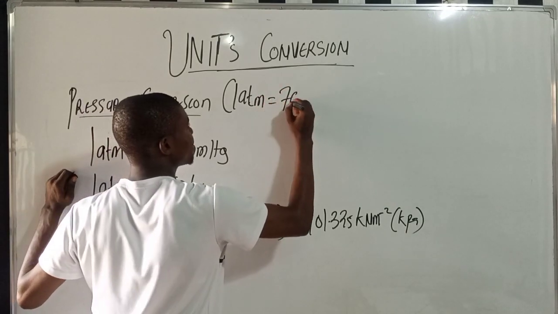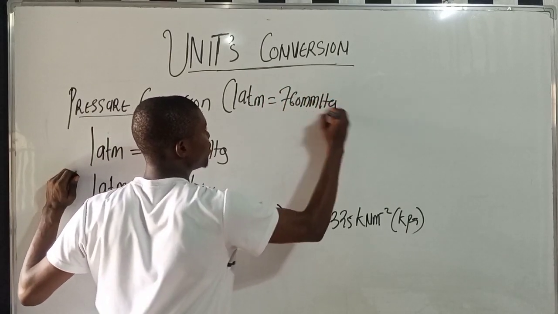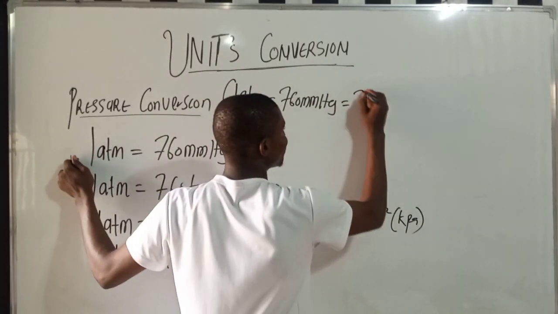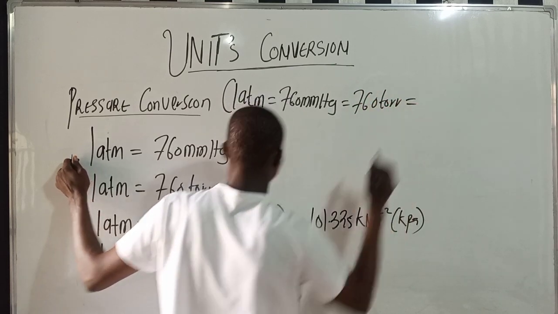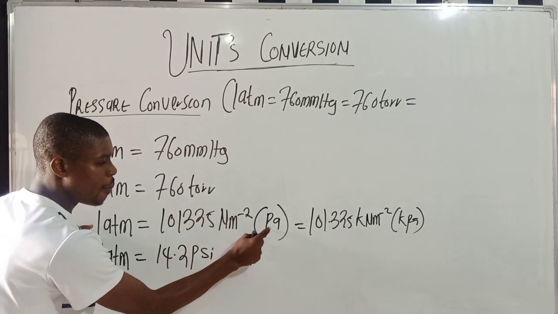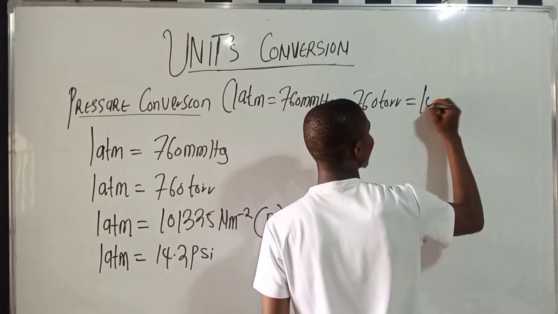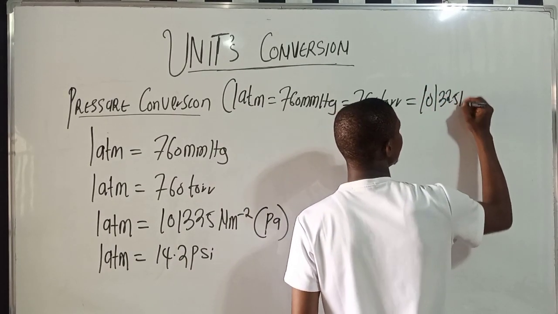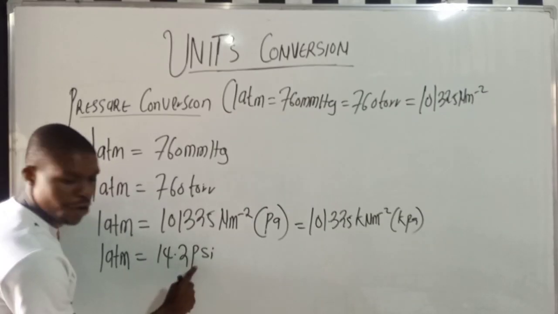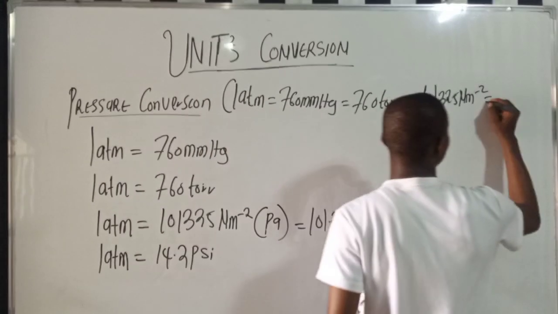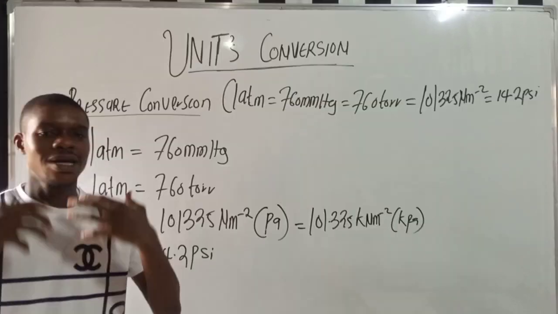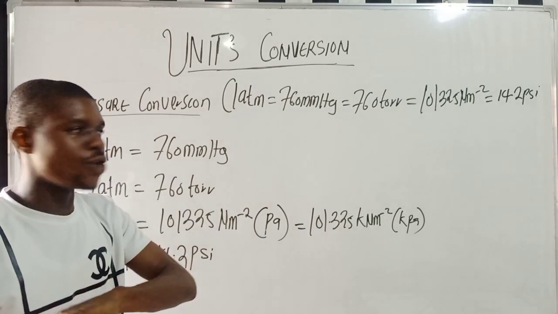It shows that here we have 1 ATM is equal to 760 millimeter of mercury. This 1 ATM also equals 760 torr, equals 101325 newton per meter square or Pascal, which is also the same thing as 14.2 PSI. Depending on what you are converting to, that's how you are going to pick.